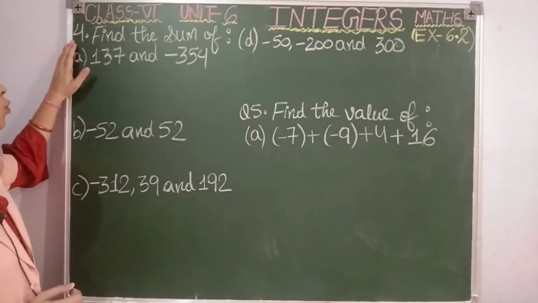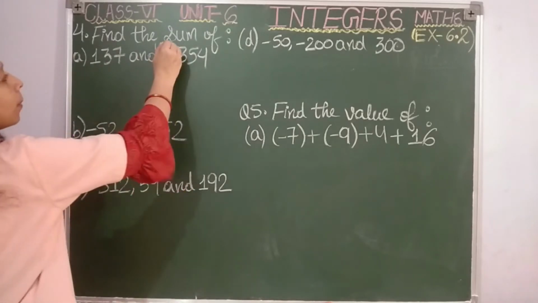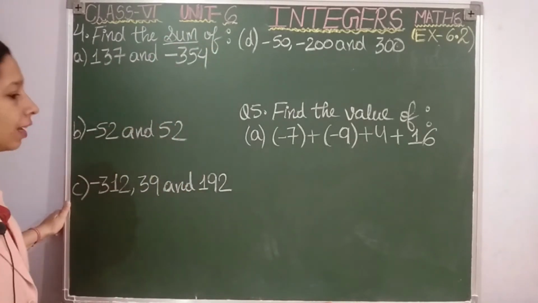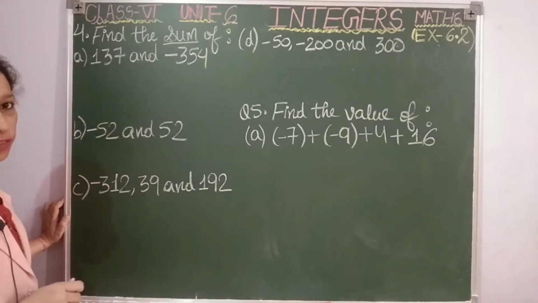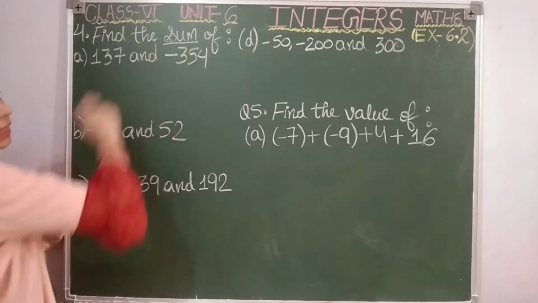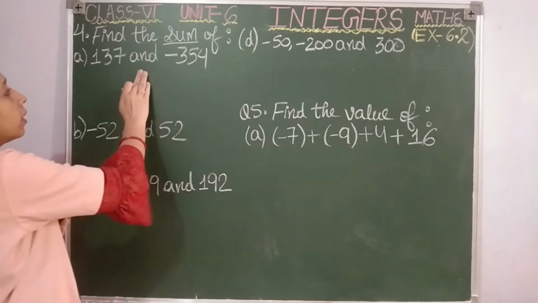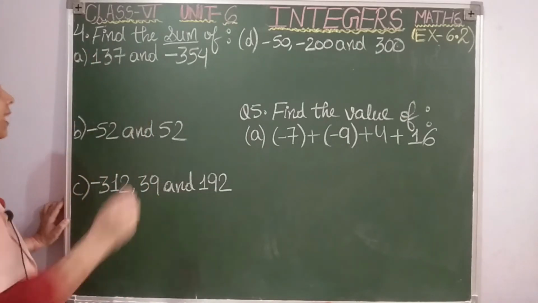Question number 4, students, find the sum of. Sum means again you have to add. So let's see the first point. 137 and minus 354. What you have to do? You have to take their sum. So students, replace and with plus sign. Let us see how.